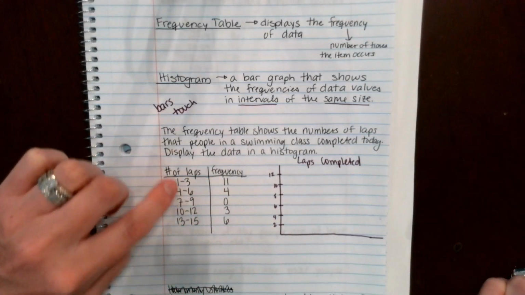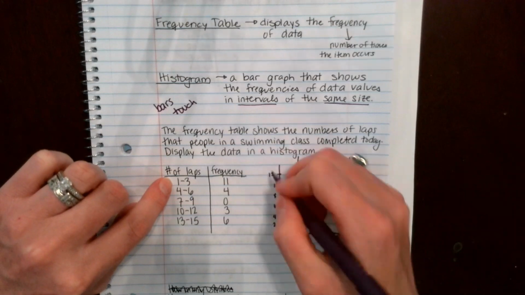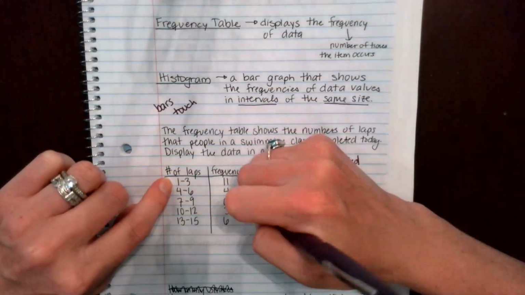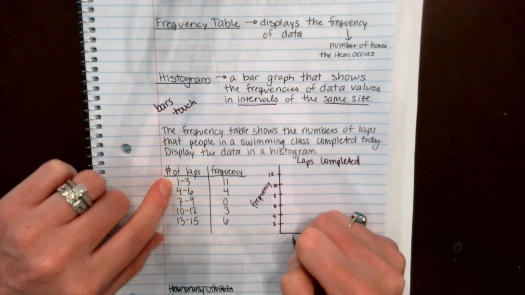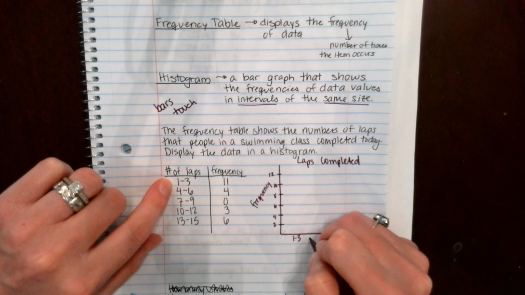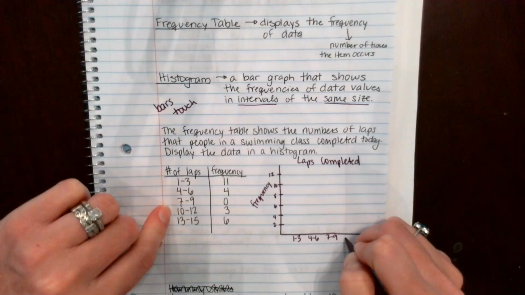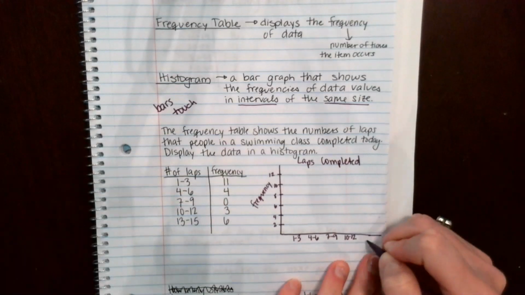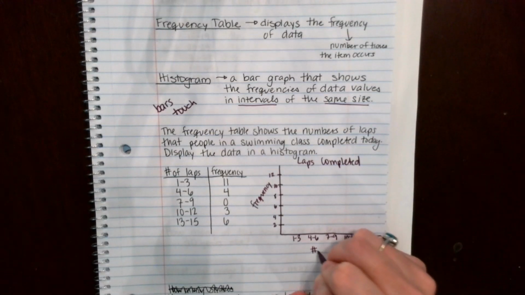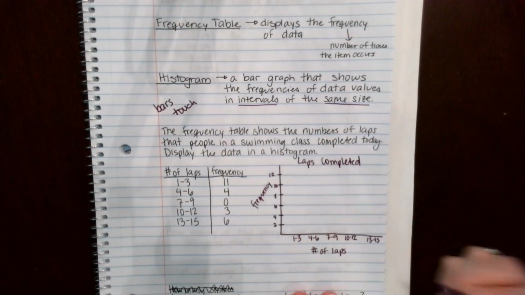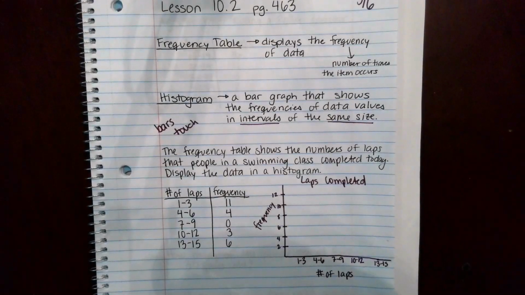Okay. Now my histogram intervals are going to be, this is the frequency, number of people, so I label that. My intervals are 1 to 3, 4 to 6, 7 to 9, 10 to 12, and 13 to 15. And these are number of laps. Make sure that's focused for you.